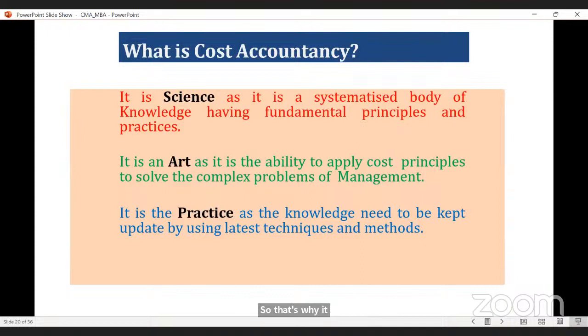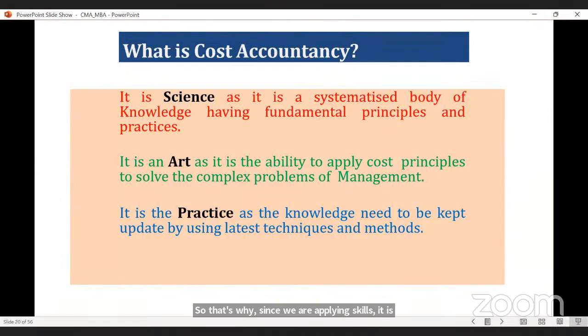Then why is it known as art? It is an art as it is the ability to apply cost principles to solve the complex problems of the management. We are applying certain cost principles to solve the complex problems of the management. Whenever we are talking about ability, that means we are applying our skills, we are applying our ideas, with the help of the cost principles to solve the various problems of the management. So since we are applying skills, it is known as art.